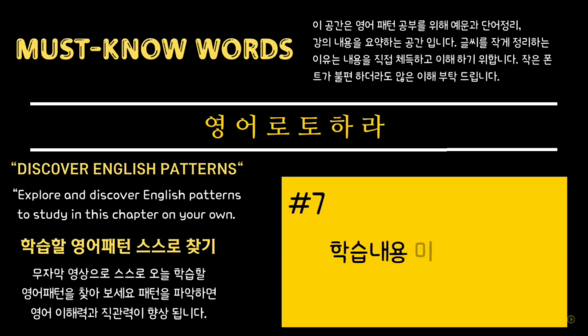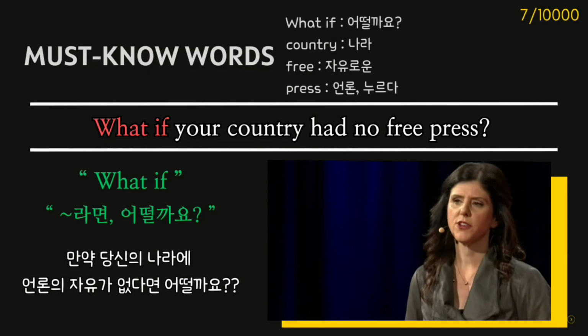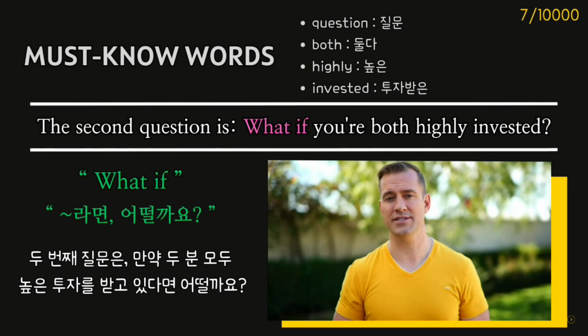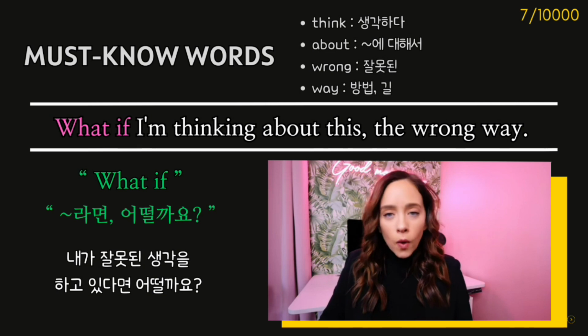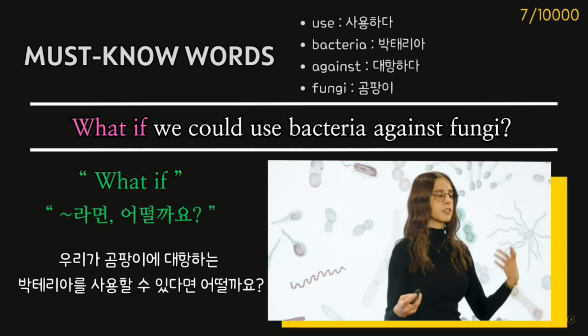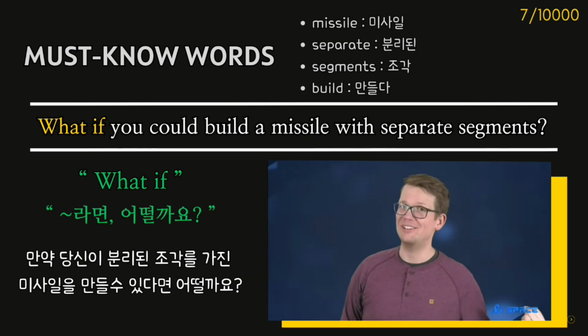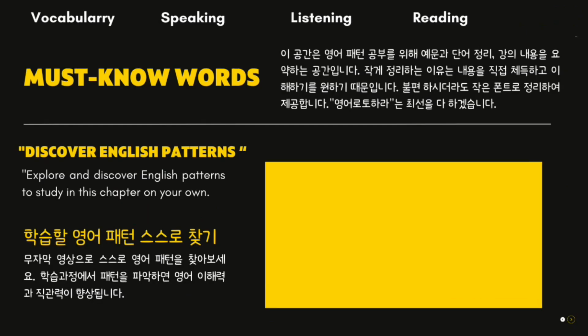How come you are not joining the beauty pageant? What if your country had no free press? Second question is, what if you're both highly invested? What if I'm thinking about this the wrong way? But what if we could use bacteria against fungi? But what if you could build a missile with separate segments?